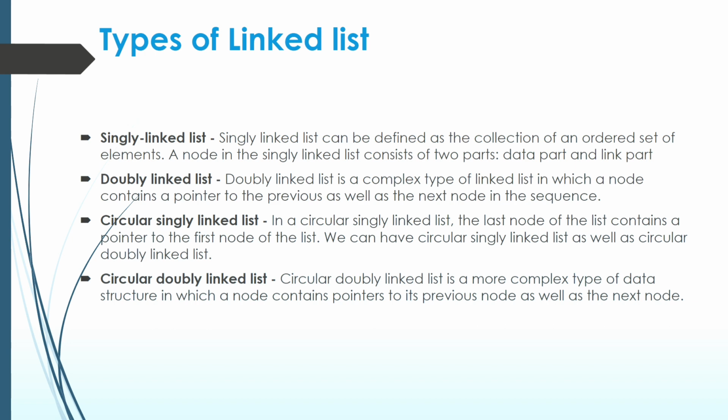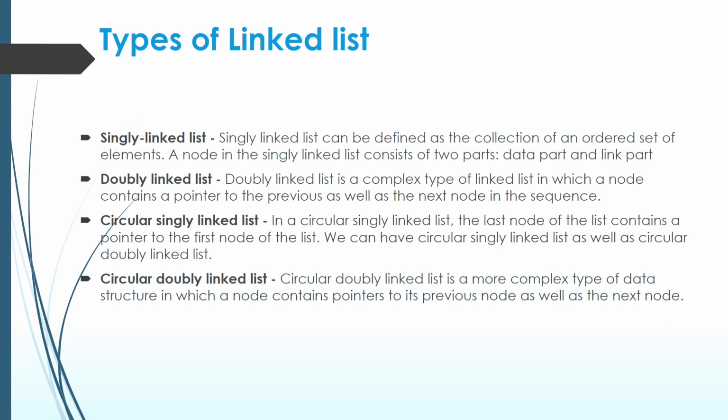Singly linked list can be defined as the collection of an ordered set of elements. A node in the singly linked list consists of two parts, that is, data part and the link part. Data part of the node stores actual information that is to be represented by the node, while the link part of the node stores the address of its immediate successor.